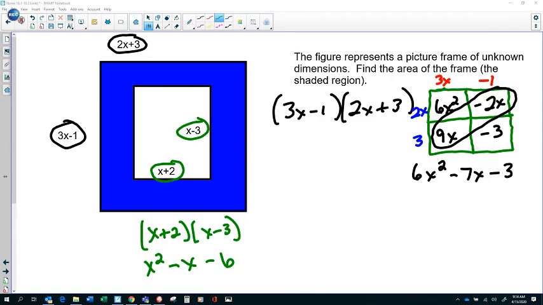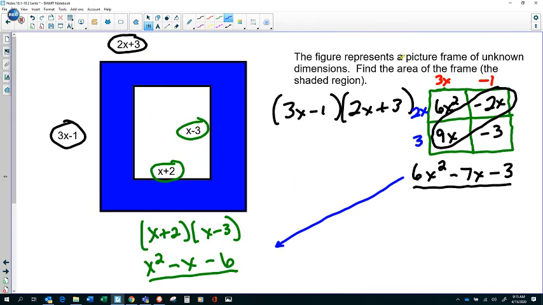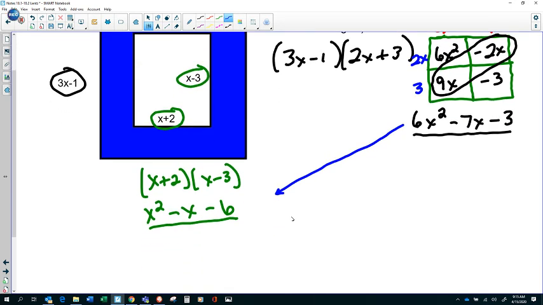I'm opening it up here just to show you my first product is going to be my 6x squared minus 7x minus 3. My second product is going to be x squared minus x minus 6. Now I need to take this and subtract this. I'm going to move the screen up just a tad so I've got some room to work. Notice I did the first one in the box method and the second one just using the distributive or the FOIL method. So now I'm going to subtract these two. Go ahead and hit pause again unless you've already done it and see if you've got the same answer as I do.